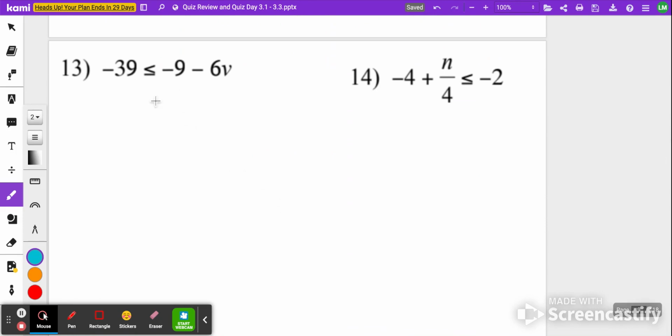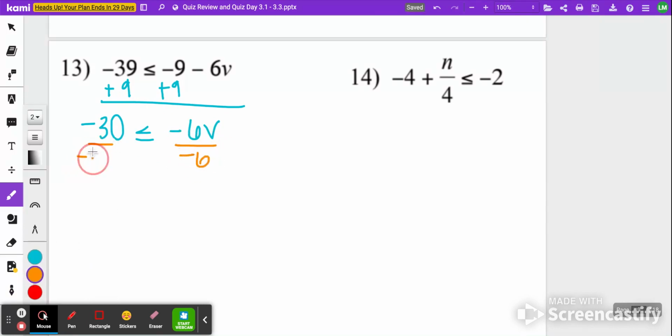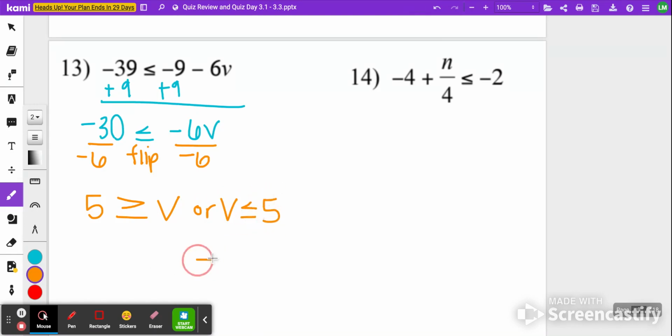Number 13, we started by adding 9 to both sides. -39 plus 9 is -30. That is less than or equal to -6v. Be very careful here because we are dividing by -6 on both sides, which means we need to flip our inequality symbol. -30 divided by -6 is a positive 5. Flipping it becomes greater than or equal to v, but we can rewrite this as v is less than or equal to positive 5. That means on the number line, we should see a closed circle pointing left.